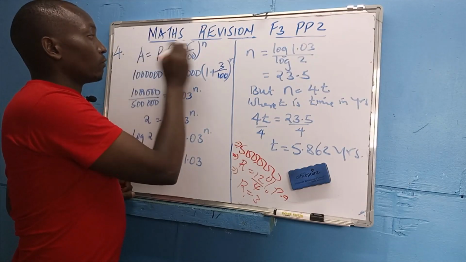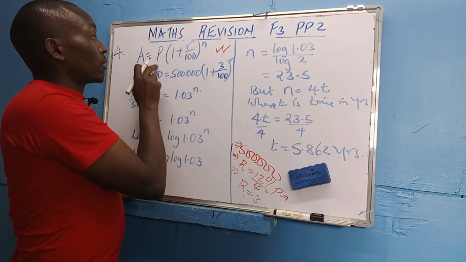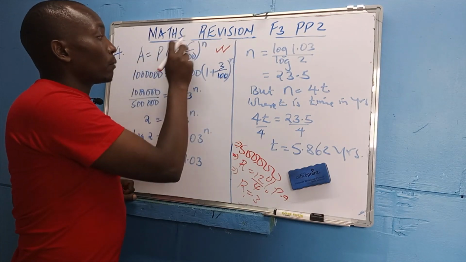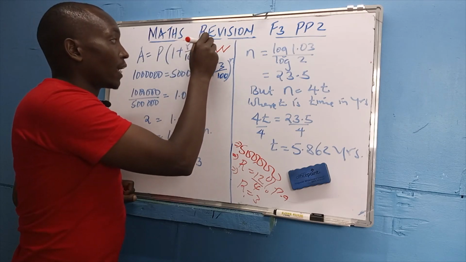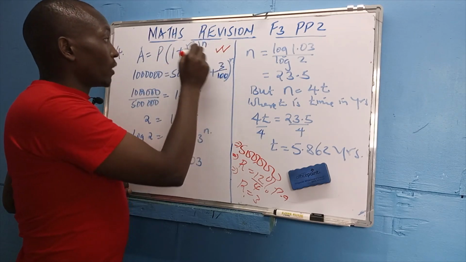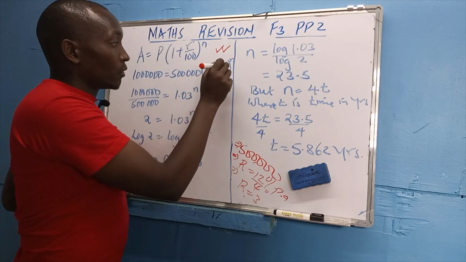In the compound interest formula, the amount is given by the principal times 1 plus the rate over 100, to the power n, where n is the time. So with that, my new r will be 3.